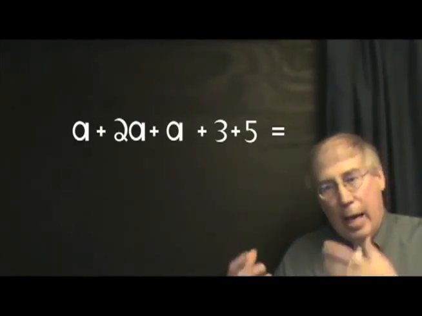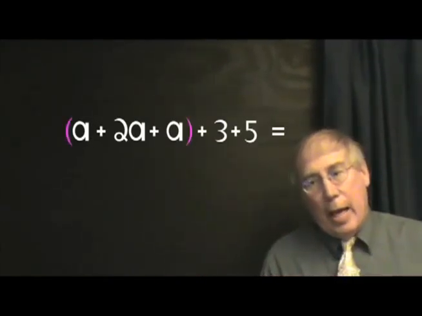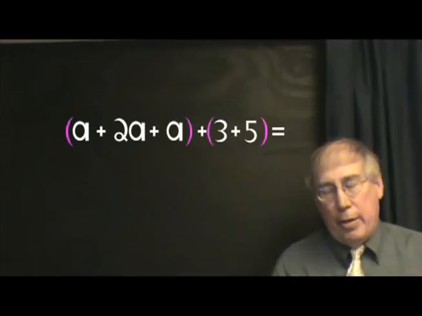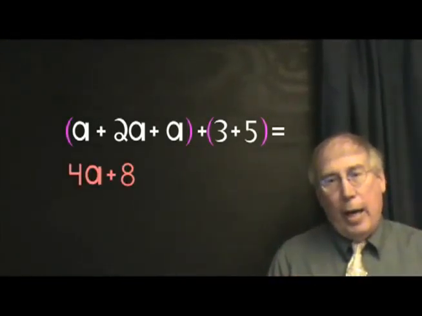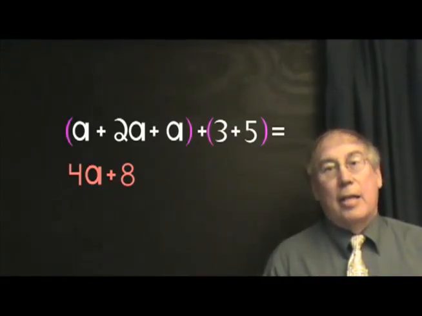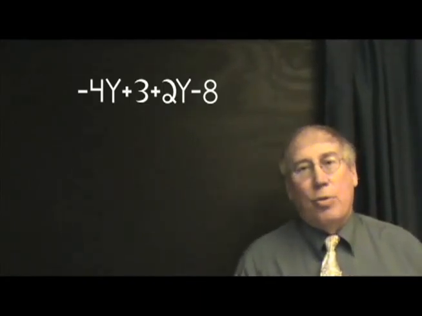So now we have this problem here. Now we have a's and we have some numbers. The a's are like terms, so we can add them together. So let's group them together, and let's group the numbers together. And so we should get 4a plus 8. The numbers and the a's don't go together well.